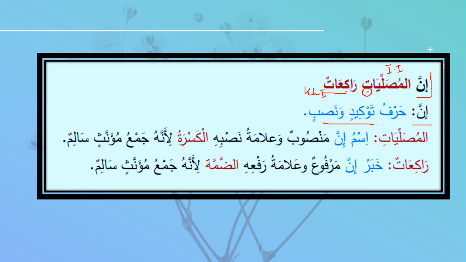So musalliyat is ism inna, just coming after inna. So this is the effect of inna. It's ism inna, it is mansoob, alama, nasb. But what is the sign? Kasra. Don't forget to say the kasra. And it is in mansoob case, right? لأنه جمع مؤنث سالم. راقعات خبر إن مرفوع علامة رفع الضمة. So you can see the changes in the Arab. لأنه جمع مؤنث سالم.